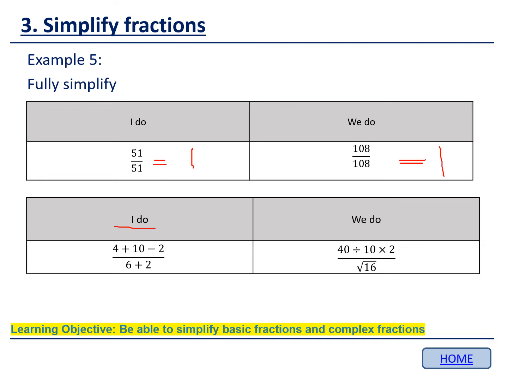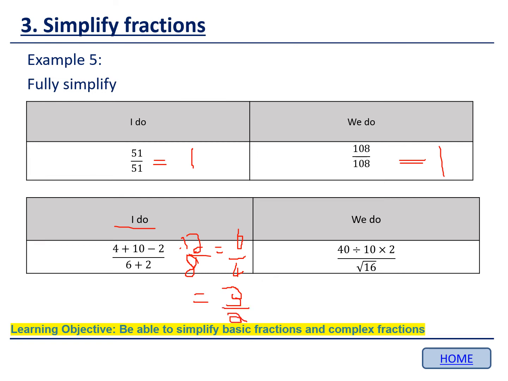When we go down to the bottom here, we've got some addition and subtraction symbols, so let's do them first. We've got 4 plus 10, which is 14, take 2, which is 12. And that's going to be over 8. Simplify this nice and easy. Let's half that, it's going to be 6 over 4. Let's do that again. 2 into 6 is going to go 3 over 2.